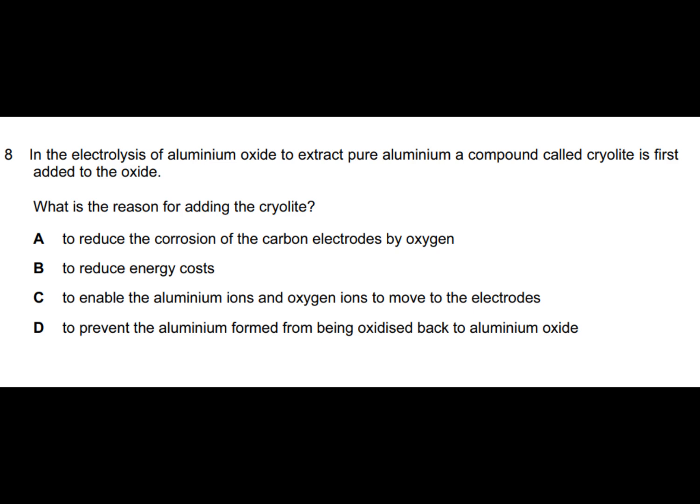Yes. Charlie says to enable the aluminium ions and oxide ions to move to the electrode. Not to move to the electrode, but as they get free, when the electrodes are connected to the terminals of a battery and current is passed, then the ions move. So if they have said to move the ions, that's incorrect. If they had said to free the ions, then it could be the correct option. Delta says to prevent the aluminium formed from being oxidized back to aluminium oxide. No. The main function of adding cryolite is that the melting point decreases and the oxide dissolves, so its ions are free. So according to this information, Bravo is the correct option, it reduces the energy cost.